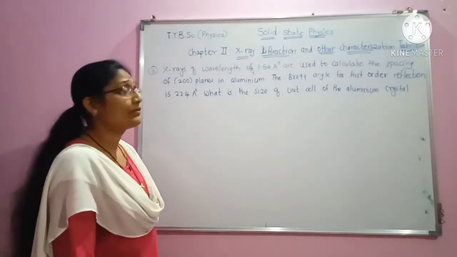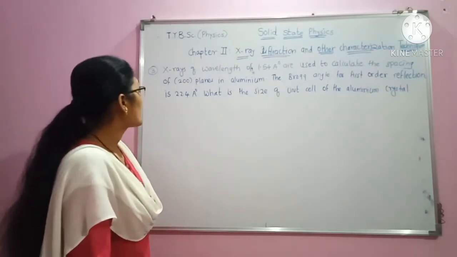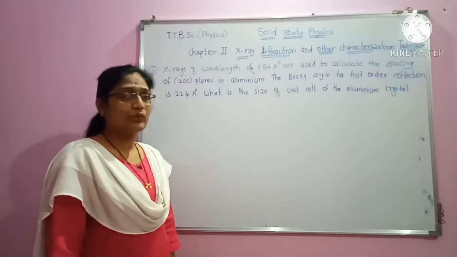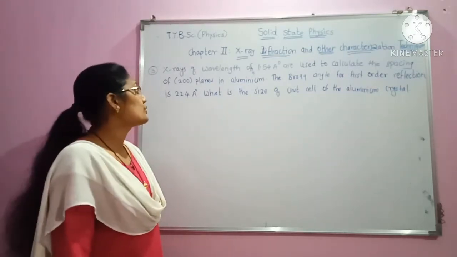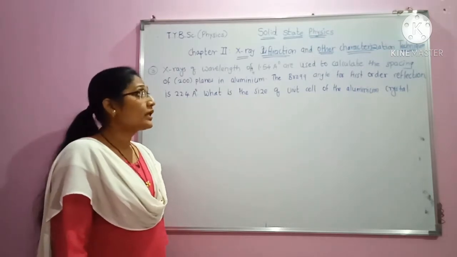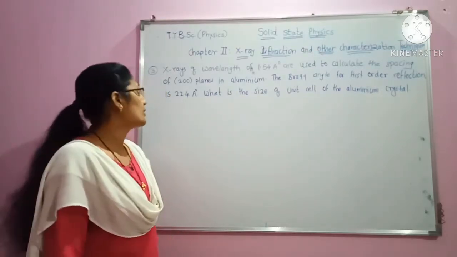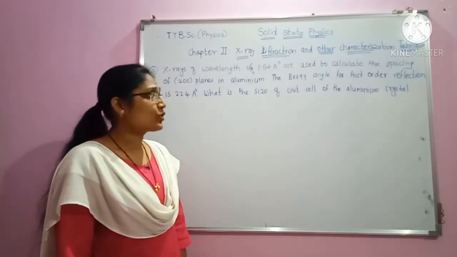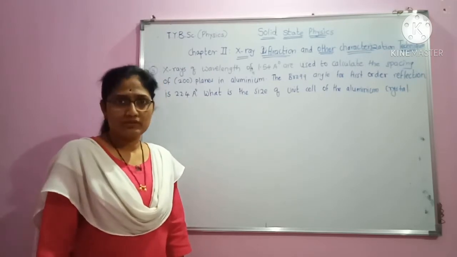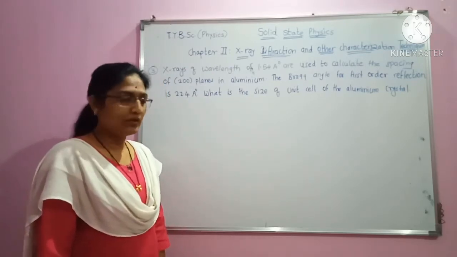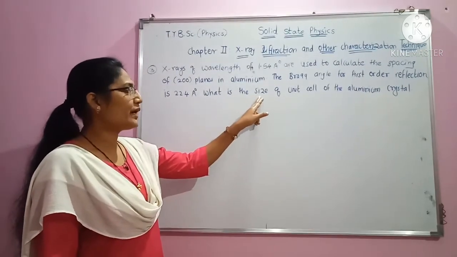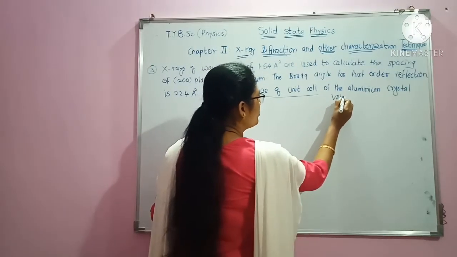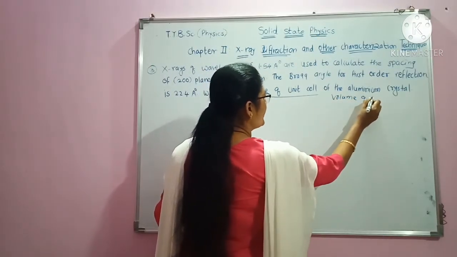So let's read the first example. X-rays of wavelength 1.54 angstrom are used to calculate the spacing of 200 planes in aluminium. The Bragg angle for first order reflection is given as 22.4 degrees. What is the size of the unit cell of the aluminium crystal? An aluminium crystal is given, and they have asked us to find the size of the unit cell. It means that we have to find the volume of the unit cell.